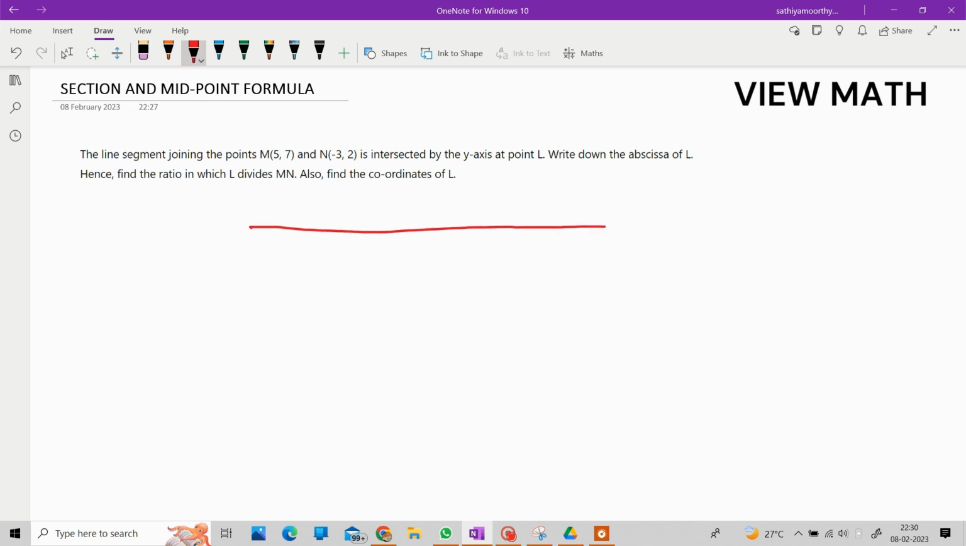There is a line segment MN, where M is (5, 7) and N is (-3, 2). This is intersected by the y-axis at a point L. So this line is being intersected by the y-axis at the point L they have given. Write down the abscissa of L. First one they are asking us to find out.